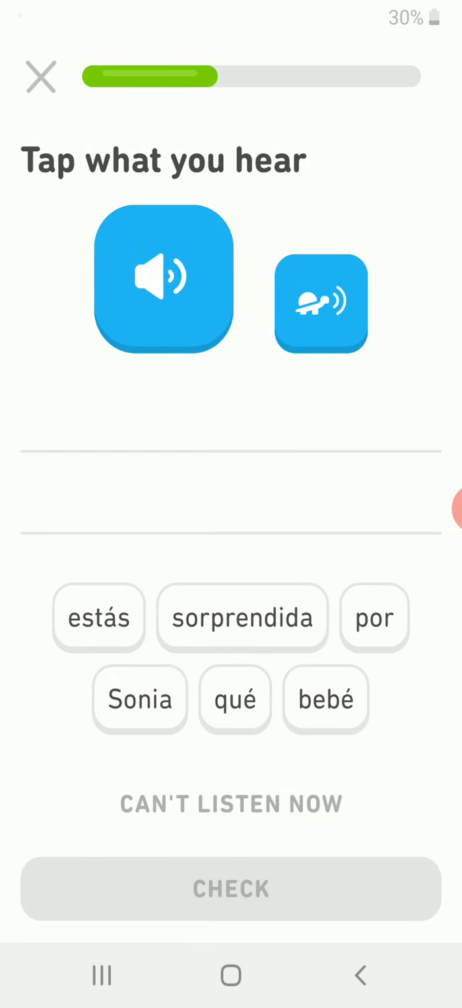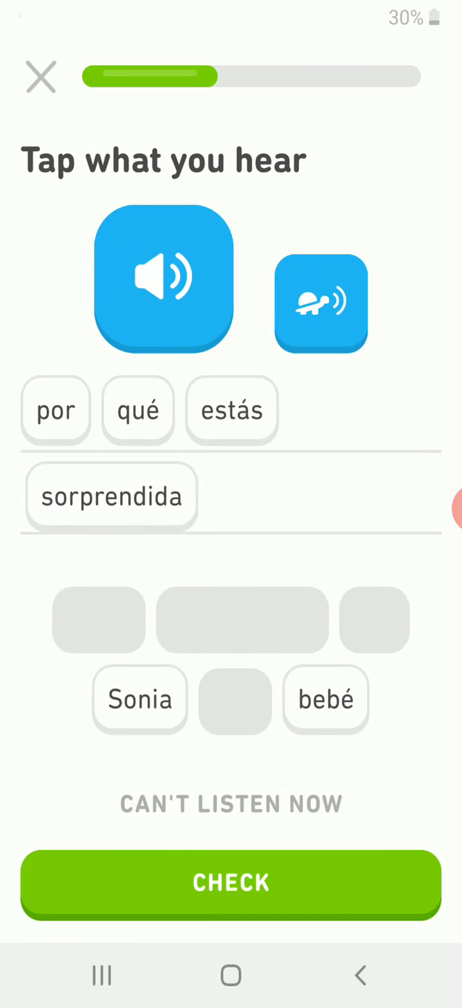So ¿por qué estás sorprendida, Sonia? Sorprendida, surprised.